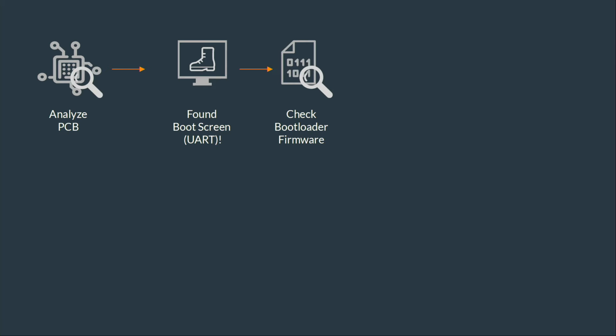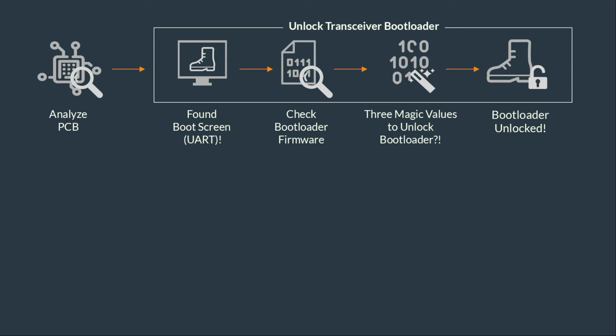So to get a better knowledge of the boot process, we checked the firmware of the bootloader, and we found that it seems that we can send 3 magic values to the bootloader via USB in our case to get some kind of interactive bootloader mode. So we tried it and it worked. We unlock the bootloader and get this interactive mode where we can flash our own firmware. So the next step for an attacker would be to modify the current firmware and to upload a custom firmware.